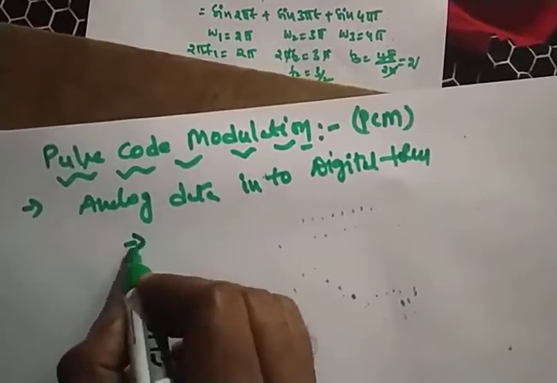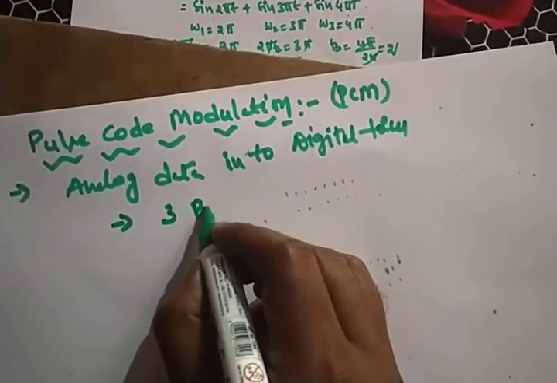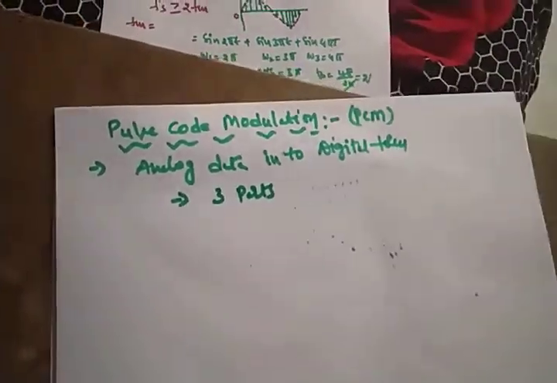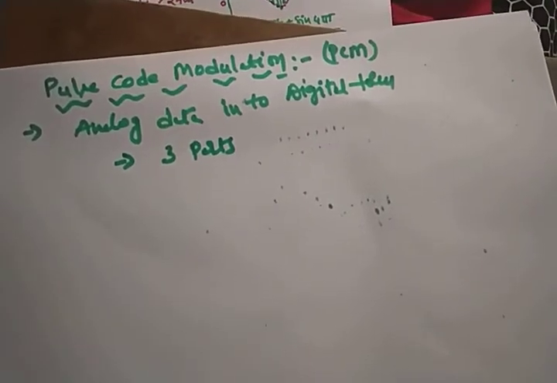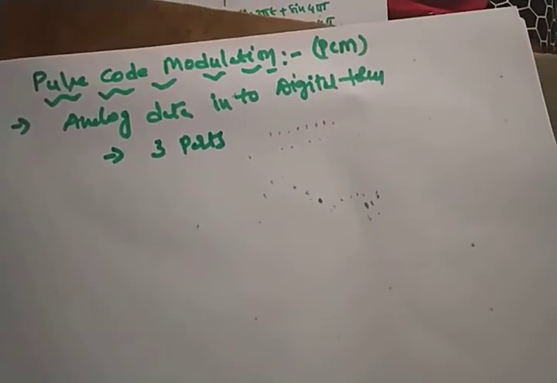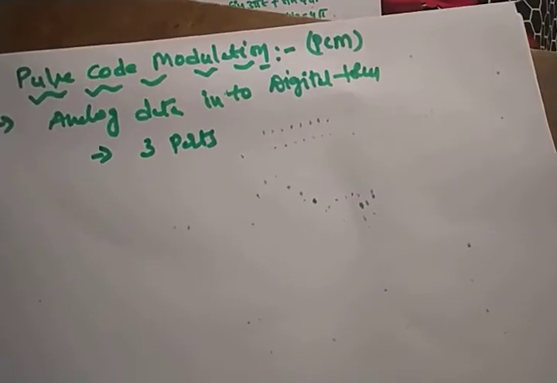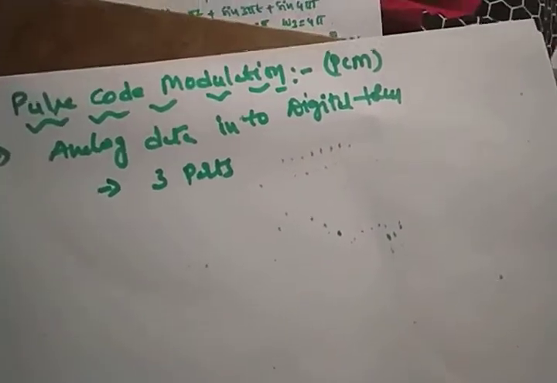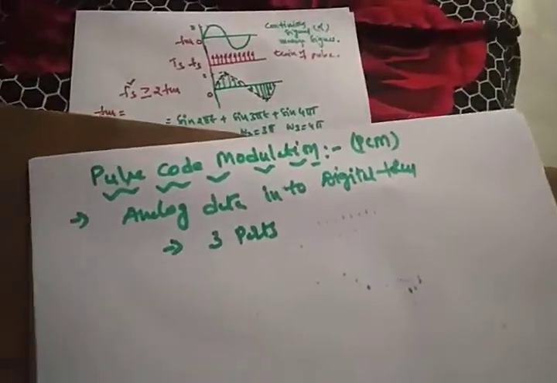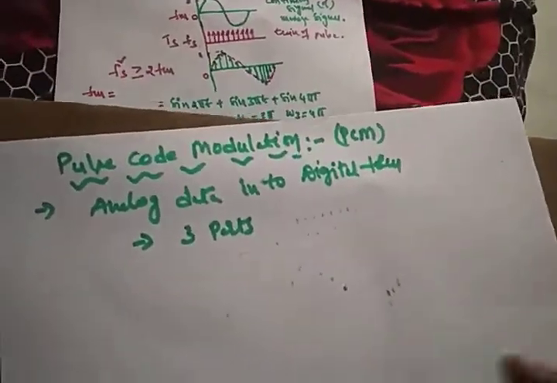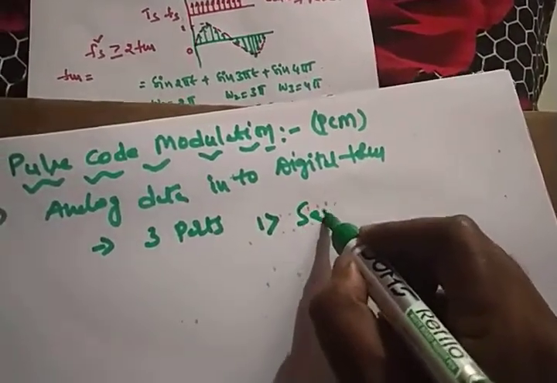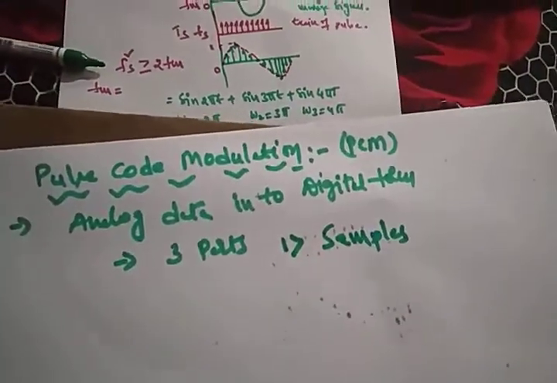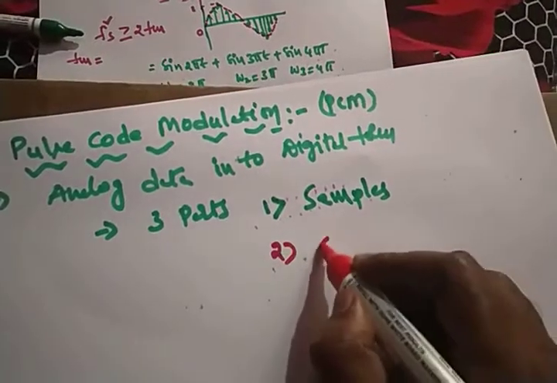Which is having three parts? Very, very important. If you clearly understand this one, you can directly go to the exam and write whatever I am saying here. No need to study, no need to memorize all these things, right? It has three parts. The first one is sampling, and the second one is quantization.